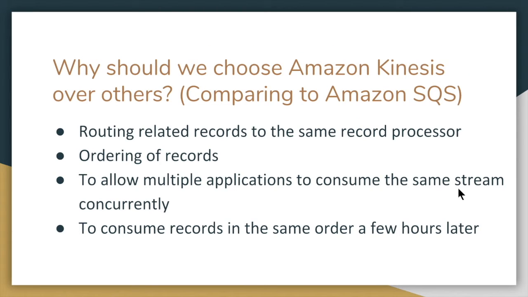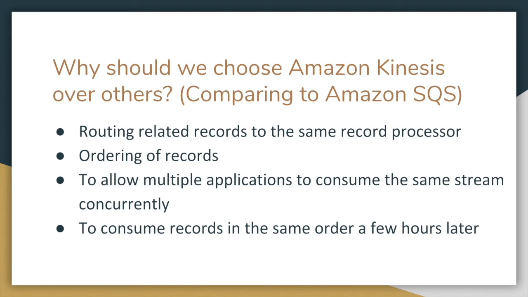We also want to compare to Amazon SQS and why we should choose Amazon Kinesis over it. Amazon Kinesis routes related records to the same record processor. For example, counting and aggregation are simpler when all records for a given key are routed to the same record processor. Amazon Kinesis is also able to do the ordering of records. For example, you may want to transfer log data from the application host to the processing host while maintaining the order of log statements.